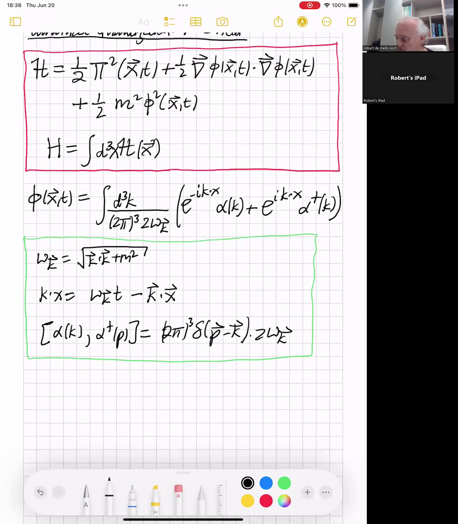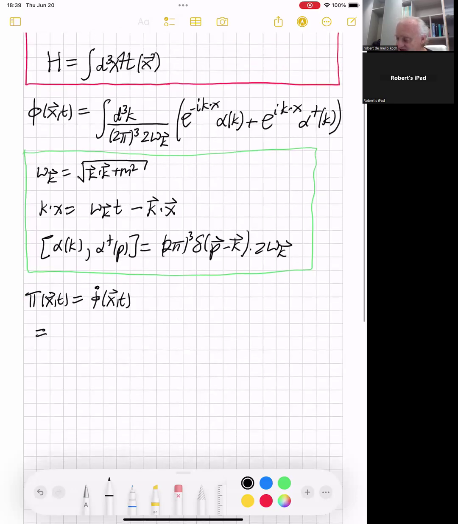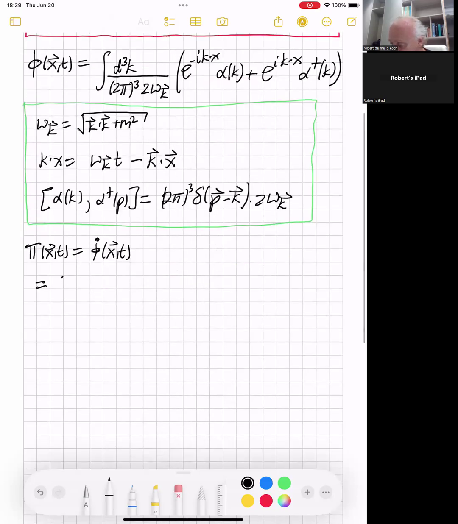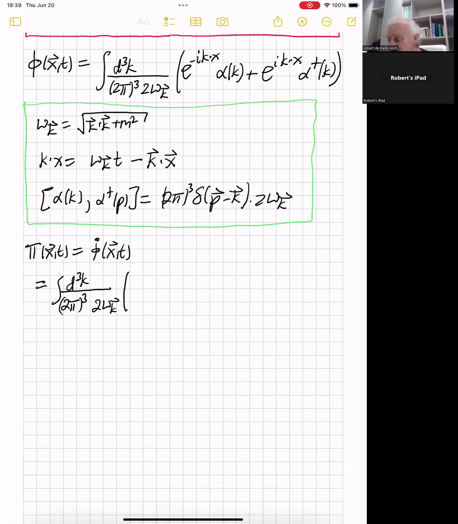Now we're going to want pi squared. So what is pi? Well, I'm sure you remember that pi of x and t is nothing but phi dot of x and t. So we want to calculate a time derivative. Okay, where does the time derivative act? Well, there's no time dependence in the measure. So we'll have an integral d3k over 2 pi cubed at 2 omega k. And then we have the exponentials. And in fact, in the exponential, there is a t dependence because k dot x is omega k t.